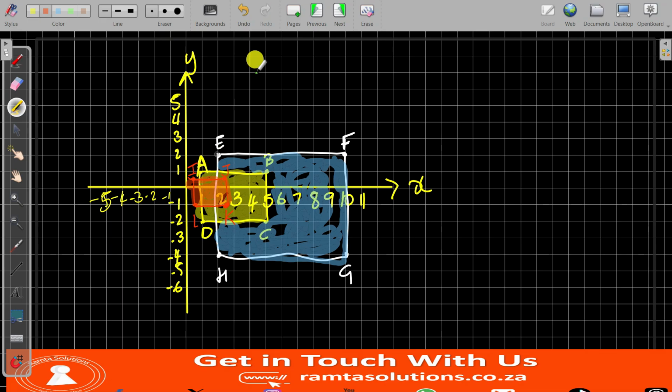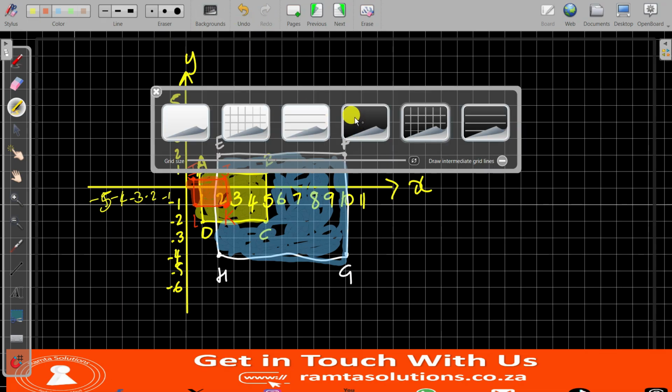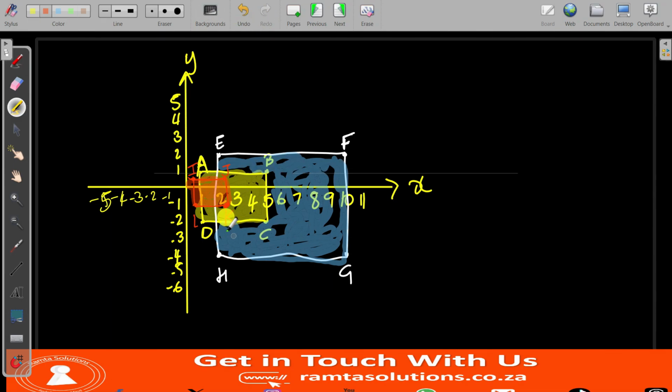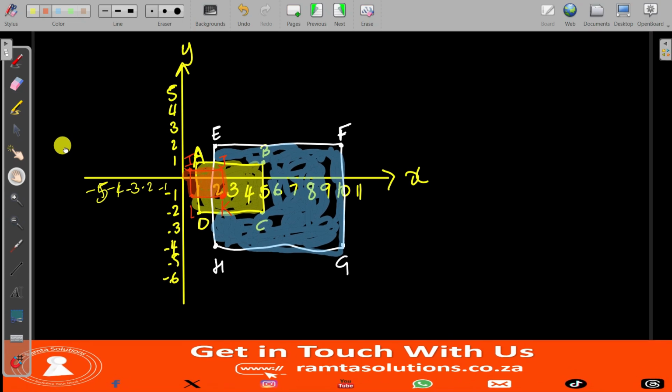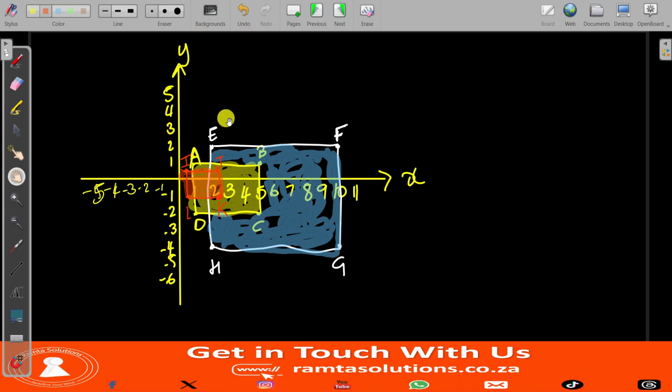Okay. Now let me remove the grid. I'm okay with it now. Do you see now? This is enlargement or shrinking. Can you guys see it? This is how it works. Do you guys see it?